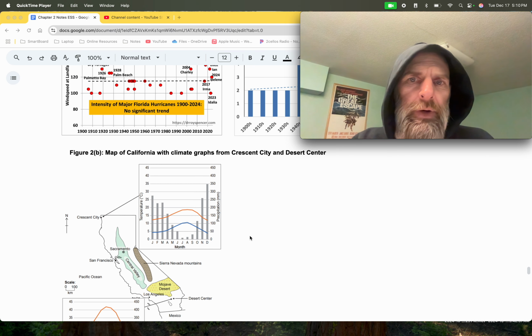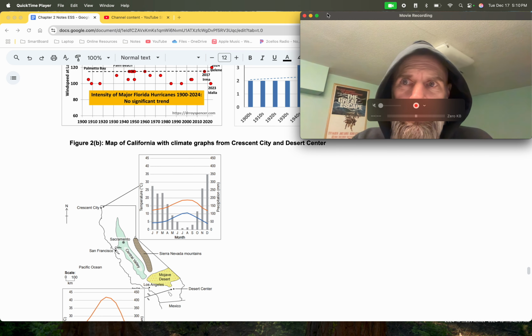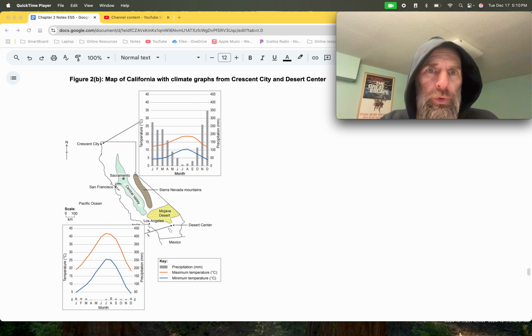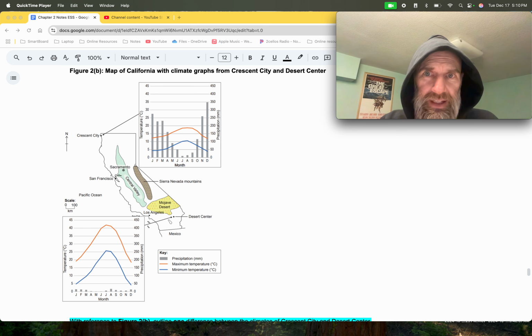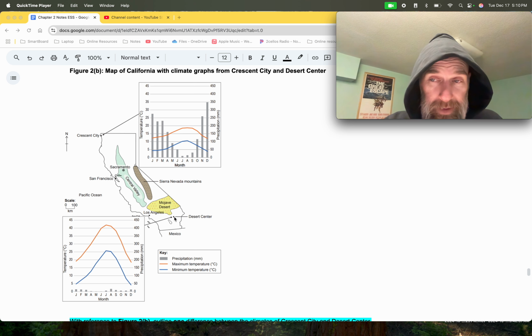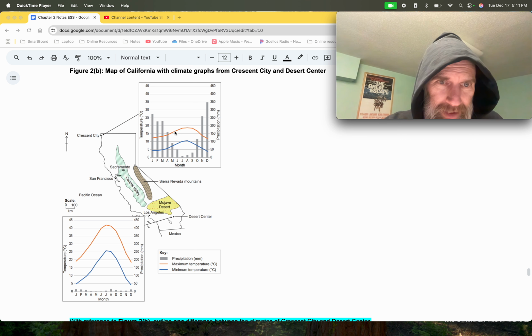All right, right here. Let me make this a little bit smaller so we can read the whole thing. All right, map of California with climate graphs from Crescent City and Desert Center. So, Desert Center, right here. It's probably pretty hot there, hence the name Desert Center. Crescent City, way up by the north, probably cooler there, especially because it's right on the ocean. So, all right, precipitation levels right here, temperature right there.